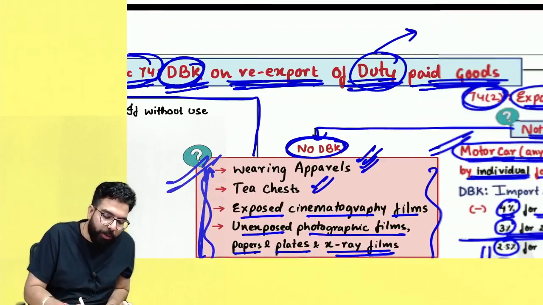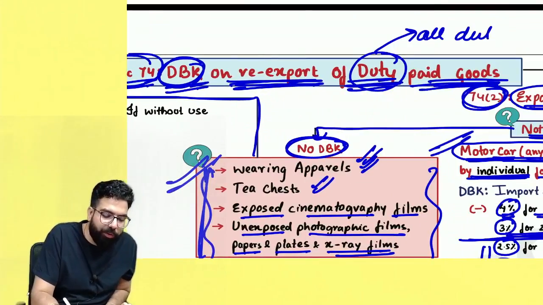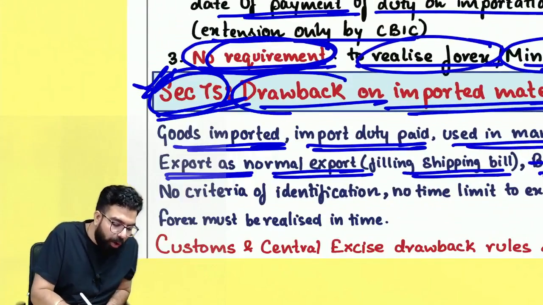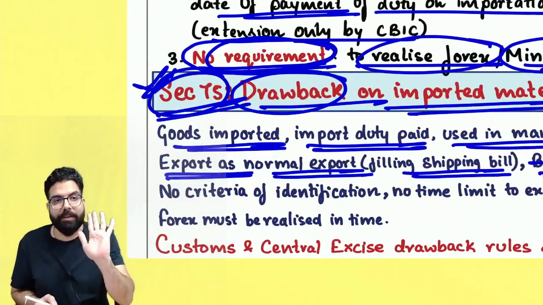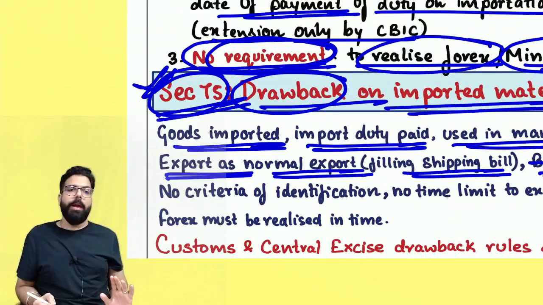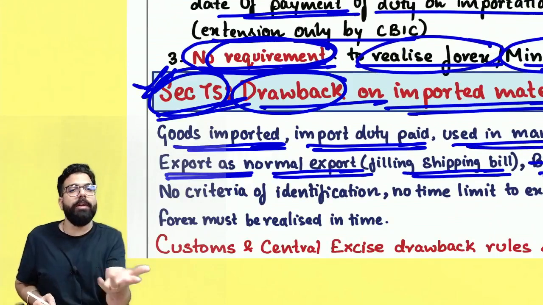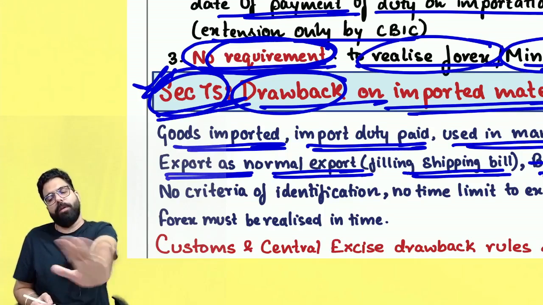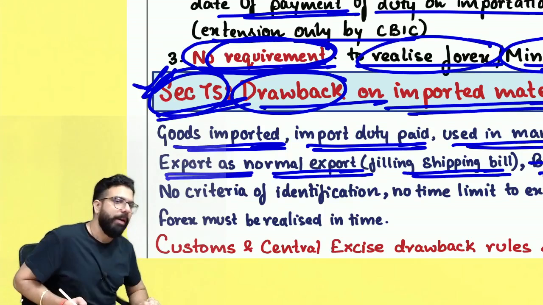In section 74 you get duty drawback of all the duties which you have paid, including IGST and GST compensation cess. But here you don't get duty drawback of the GST, because for GST you have to take input tax credit. All the other duties which you have borne on the raw material, whatever duties you have paid, duty drawback of that is given under section number 75.